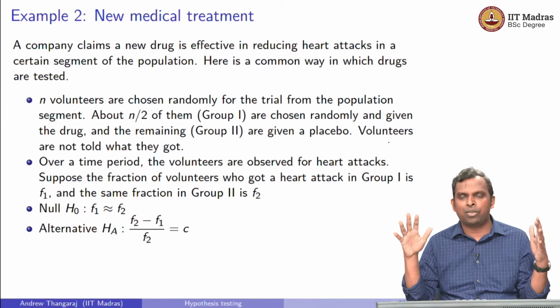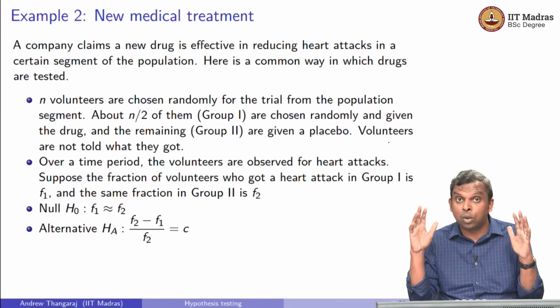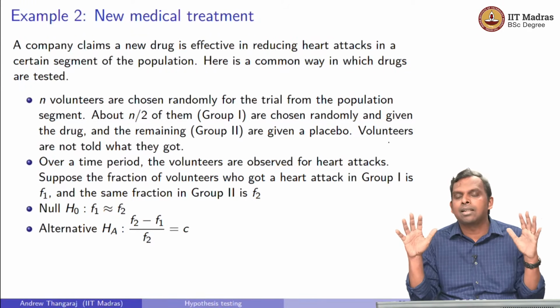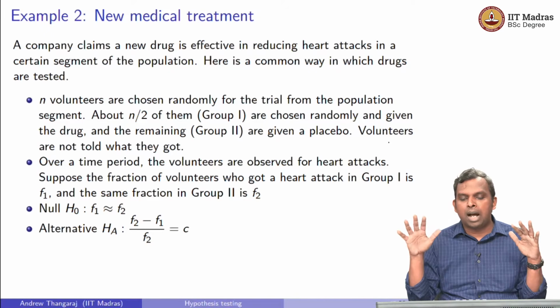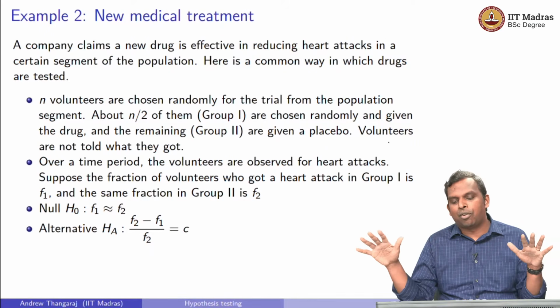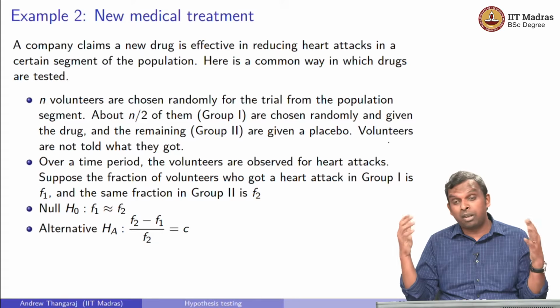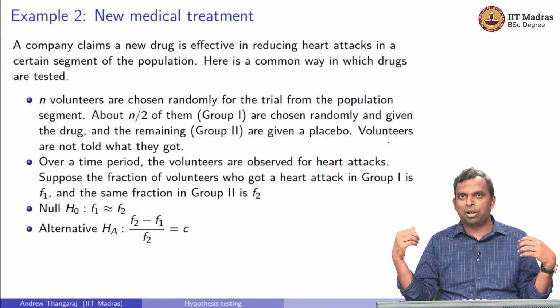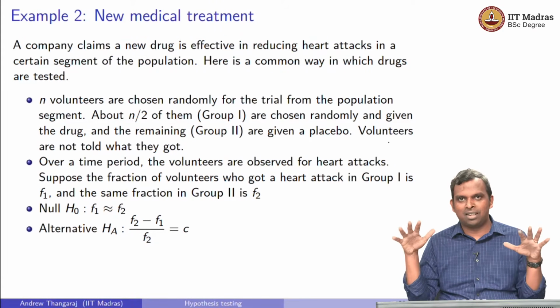Okay, so roughly, if you have n volunteers, n can go as high as 10,000 or 5,000 in big clinical trials. That's the sort of number. And about half of them get the drug, half of them get the placebo. Okay, and nobody will know. The volunteers won't know. Usually the giving doctors won't know. I mean, it's controlled in some other way.